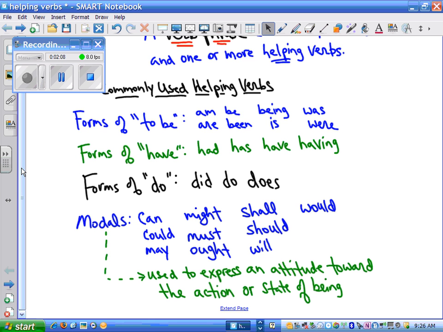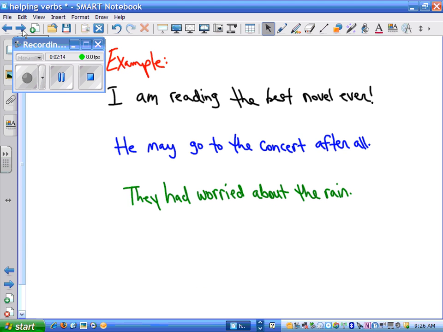Let's take a look at some example sentences. The first one: I am reading the best novel ever. Okay, so thinking about helping verbs, there must be then a verb phrase somewhere. And here it is. Am reading. So that am, form of to be, right? And it's helping out this action verb here. I am reading the best novel ever.